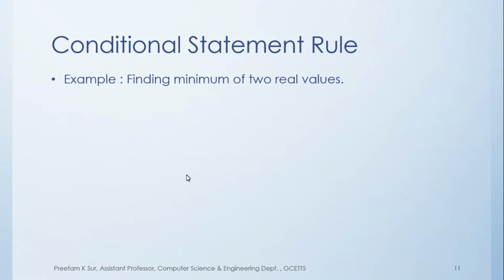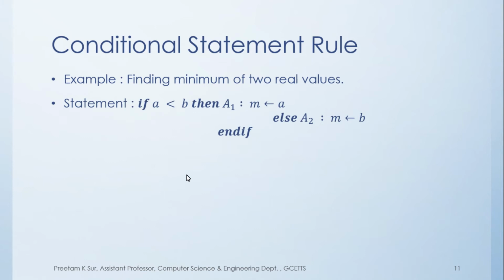Suppose we want to find the minimum of two integers or two real values. What will the algorithm be? In that there will be a conditional statement, right? It says that if A less than B, then statement A1 will be executed, which is M equals A. Okay, so if A less than B, M equals A, else, meaning if A less than B is false, then A2 will be executed, which is M equals B.